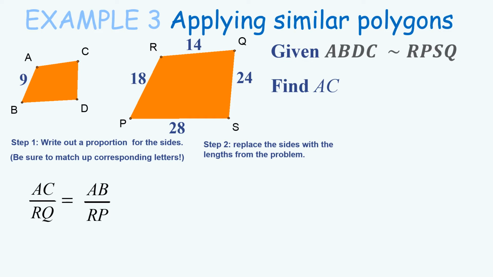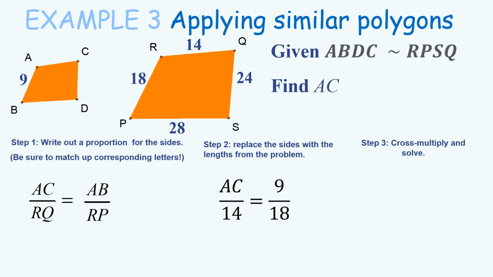In step 2, we're going to replace the values that we just mentioned with the lengths from the exercise that are given, the quadrilaterals. So what we get, guys, is the following. AC over RQ, which measures 14 units, equals the ratio of the length of AB, which is 9 units, over the length of RP, which is 18. So we get the proportion AC over 14 equals 9 over 18. And in the next step, what we need to do is to solve this proportion.